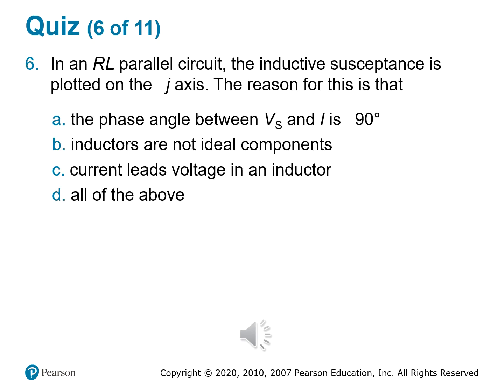Question number 6. In an RL parallel circuit, the inductive susceptance is plotted on the negative j-axis. The reason for this is that what? A, the phase angle between V sub S and I is negative 90 degrees. B, inductors are not equal components. C, current leads voltage in an inductor. Or D, all of the above. Go ahead and pause the video now. All right, if you're back, the correct answer was A. The phase angle between V sub S and I is negative 90 degrees.